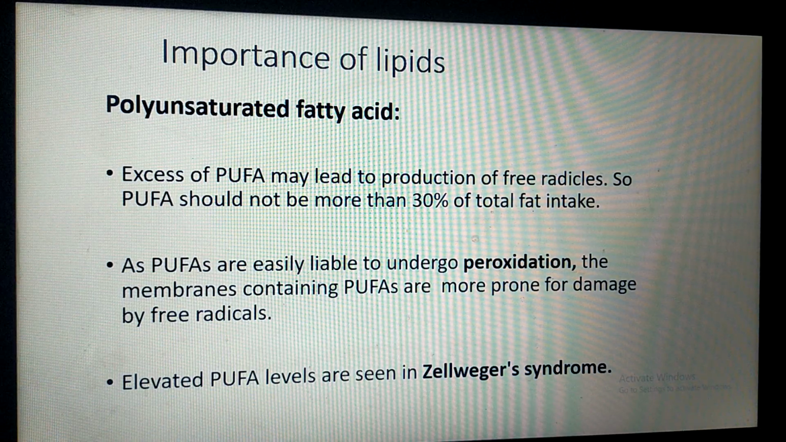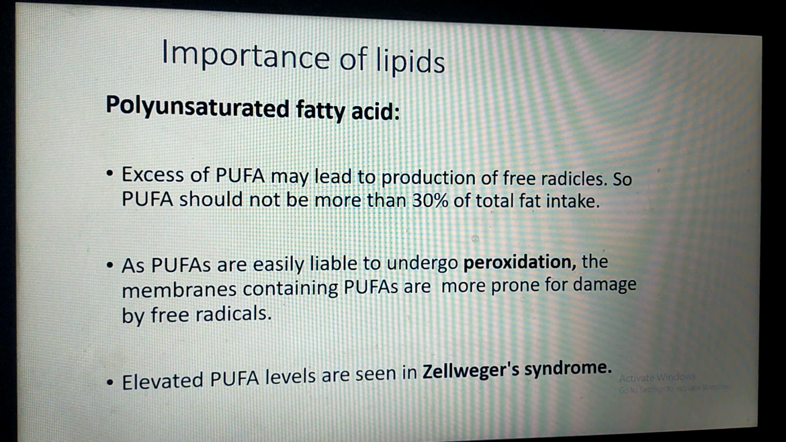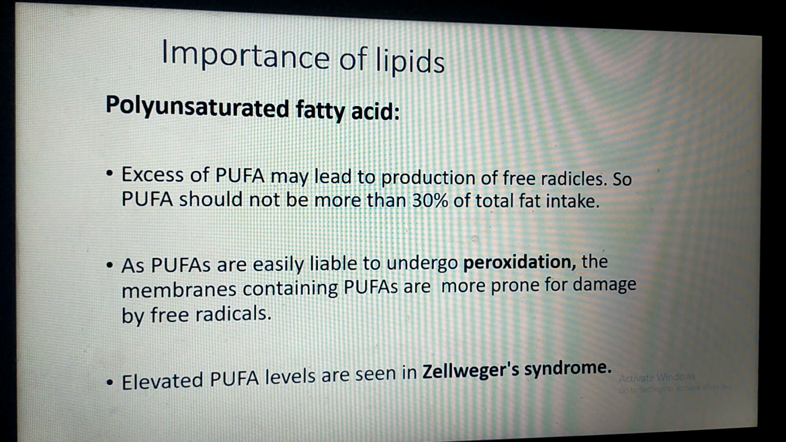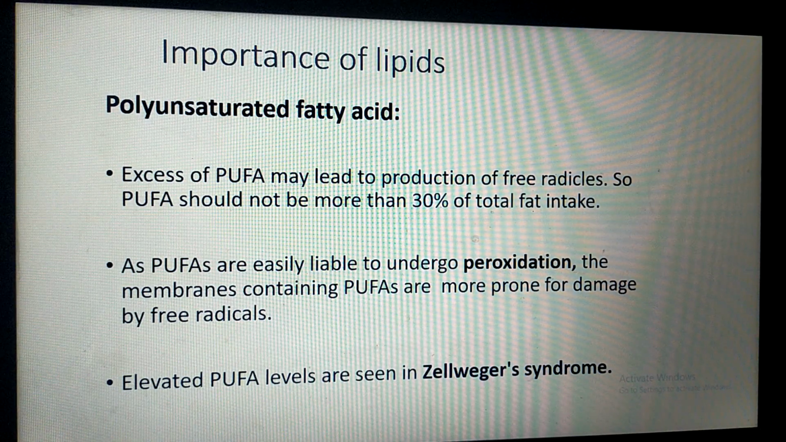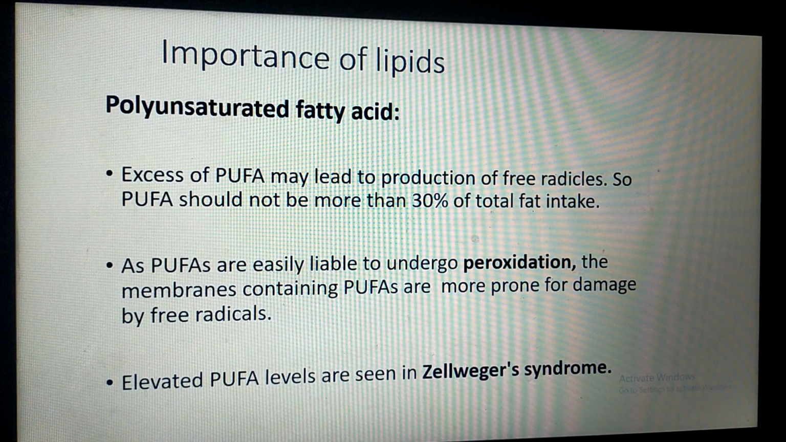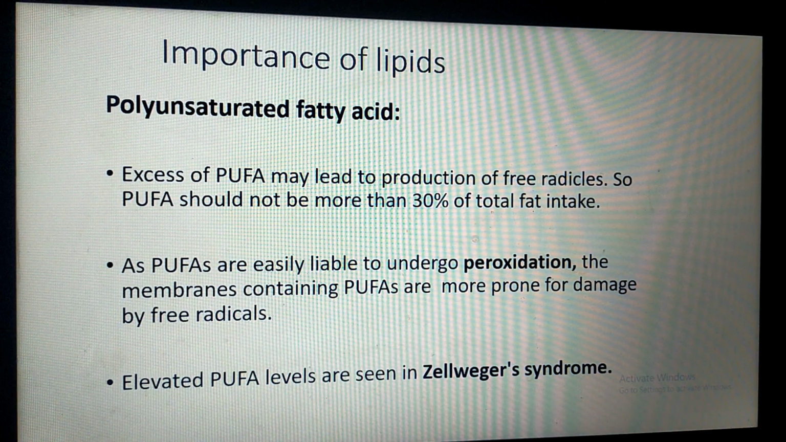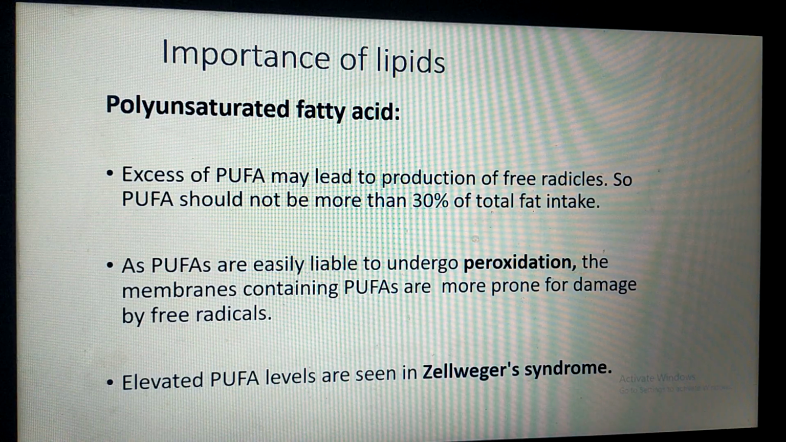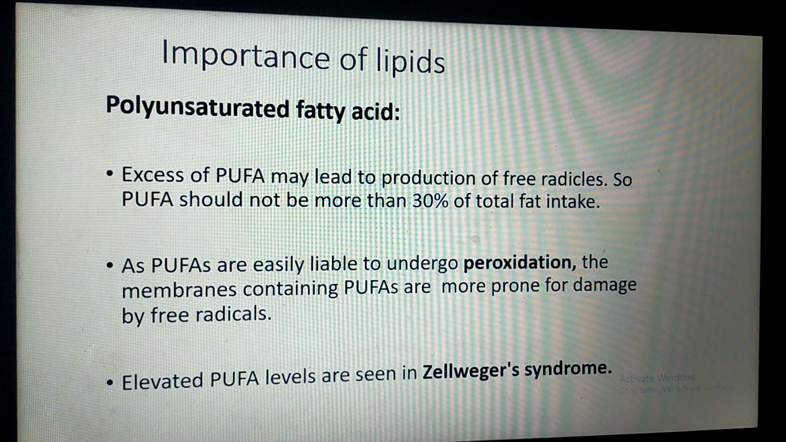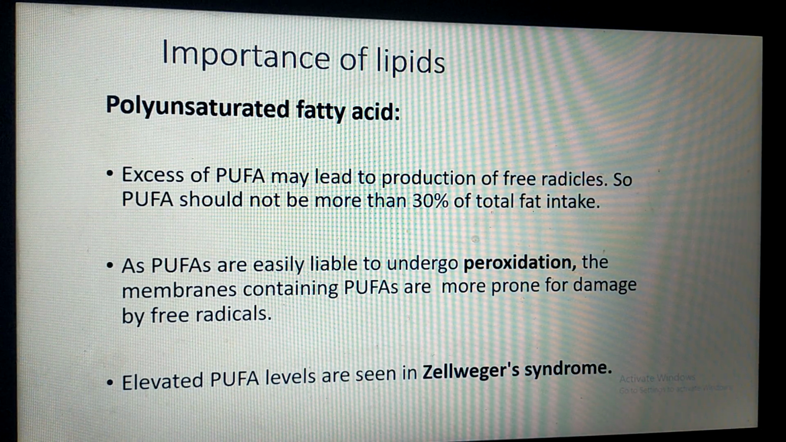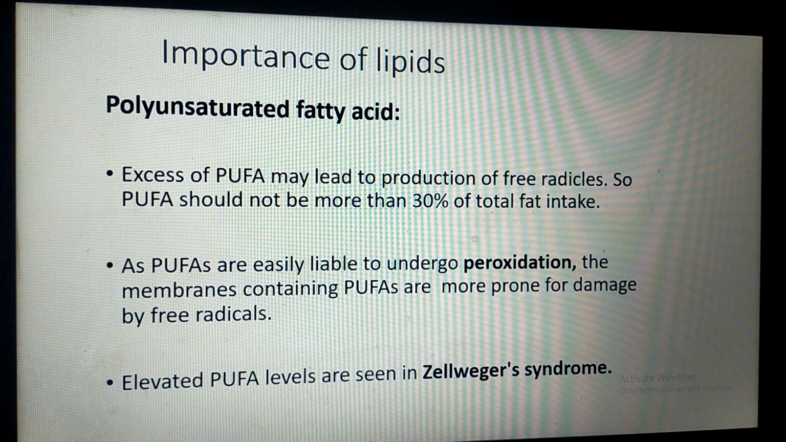The cell membrane which contains polyunsaturated fatty acid more, then chances of the damage of such cell membrane by free radicals are more, and that process is called as peroxidation. Increase in polyunsaturated fatty acid level is seen in Zellweger's syndrome.